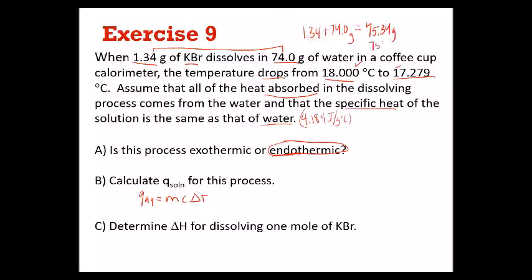Now technically we should just use 75.3 because that only goes to the tenths, that goes to the hundredths. So I'm going to put that in there, 75.3 grams. Specific heat they told us was the same as the water, so I'm going to put that in here. Now the final temperature, 17.279. Oops, don't need the parenthesis yet. Subtract the 18.